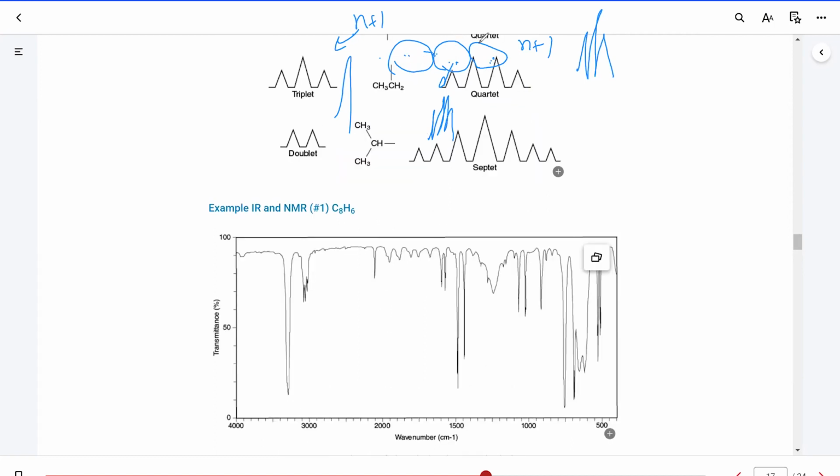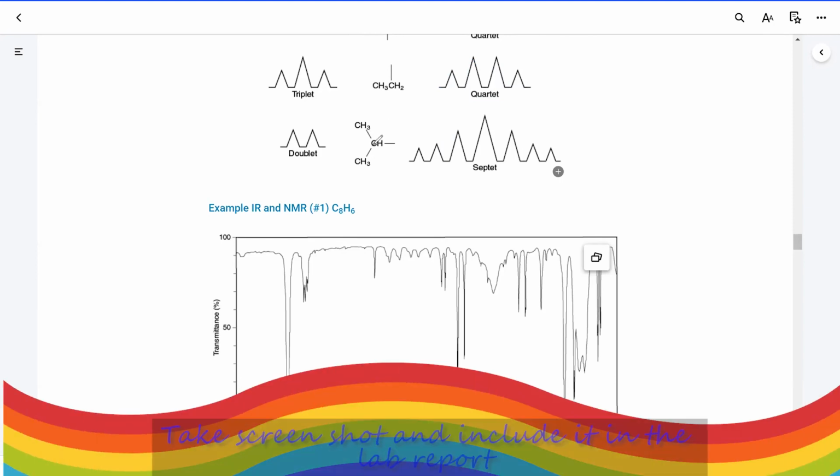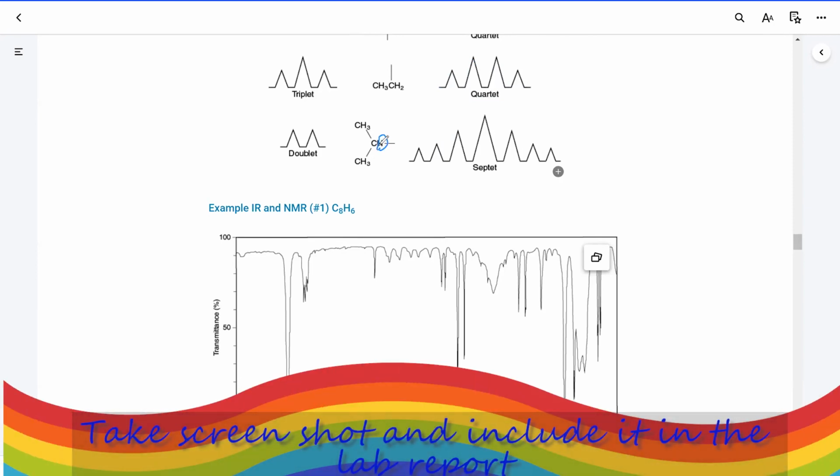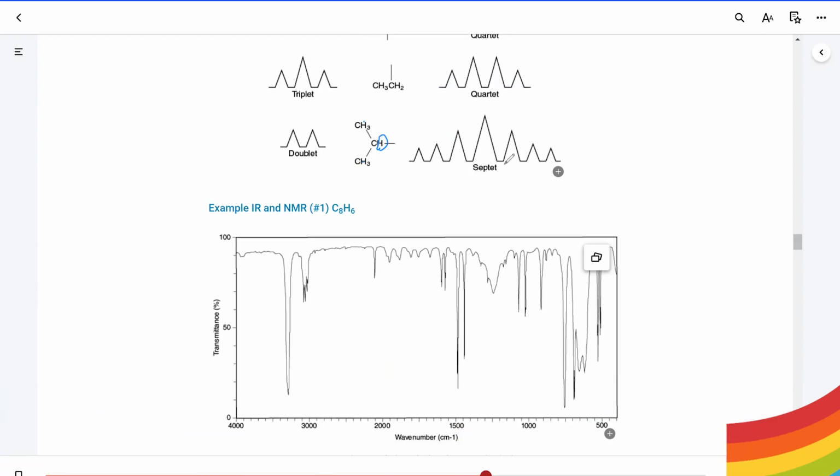These are some examples that help you as a shortcut. When you have an isopropyl group, this hydrogen from isopropyl is going to show a splitting pattern of septet, because you have 6 hydrogens on adjacent carbons plus 1, so it's showing septet. And the hydrogens here are going to show a doublet, because you have only 1 hydrogen on the adjacent carbon.